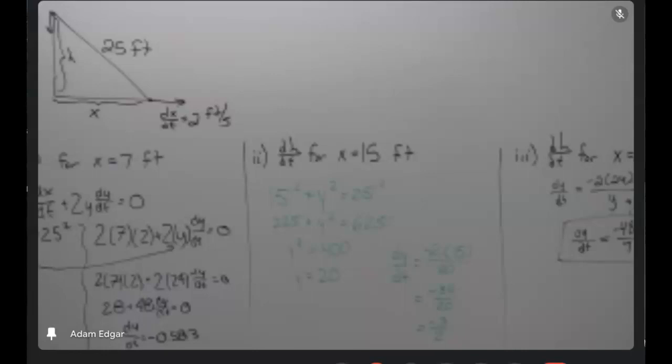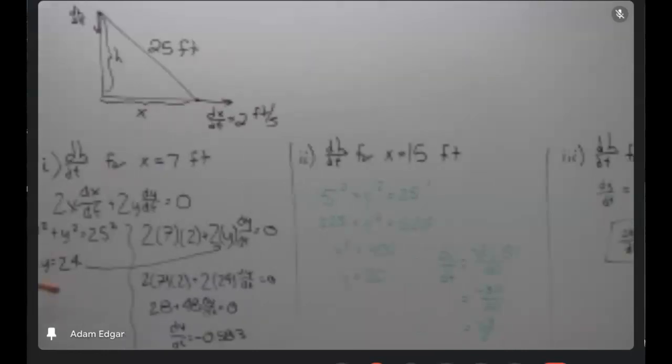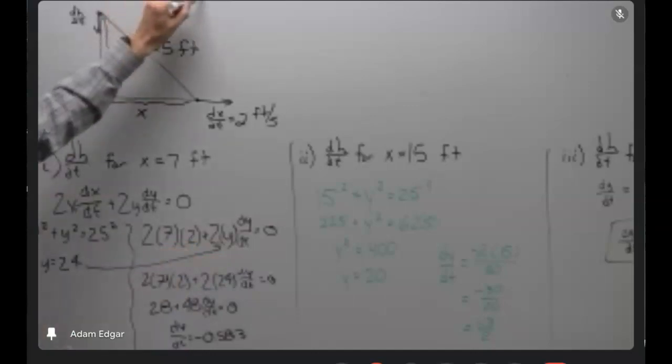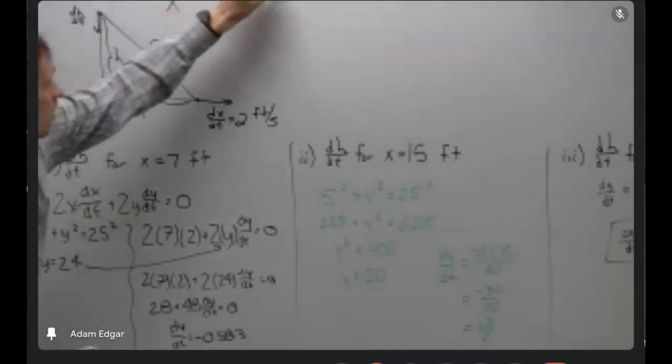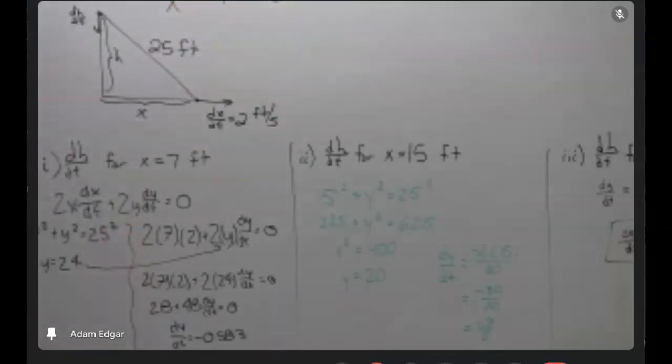7 squared plus y squared equals 25 squared, and you get y equals 24, and then you put 24 into the equation, and then you do algebra, and you get negative 0.58, or on the answer thing it said negative 7/12. Same thing. Yeah. They did it weird on the answer.